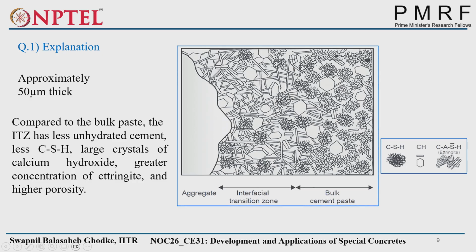So that is also written here, compared to the bulk paste. This is the bulk paste, the other matrix. ITZ has less unhydrated cement, less CSH, large crystals of calcium hydroxide, a greater concentration of ettringite, and higher porosity. Because of that higher porosity, it has less strength and weakens the structure in that part, and is responsible for the earliest cracking. Sorry, the first crack appears in that region only after the sample goes through compression.